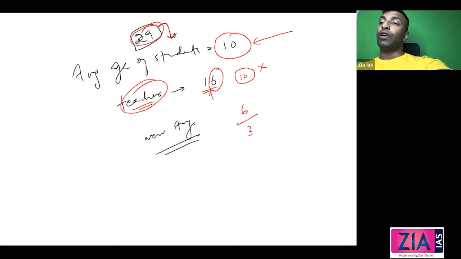So 30. What you get? 0.2. So what we need to do? 0.2 you will add to 10. So what is the new average? 10.2.